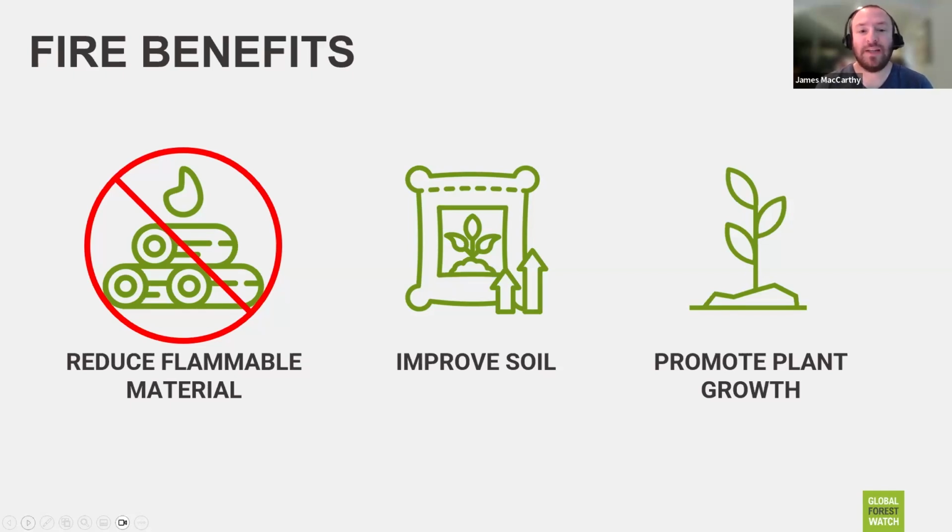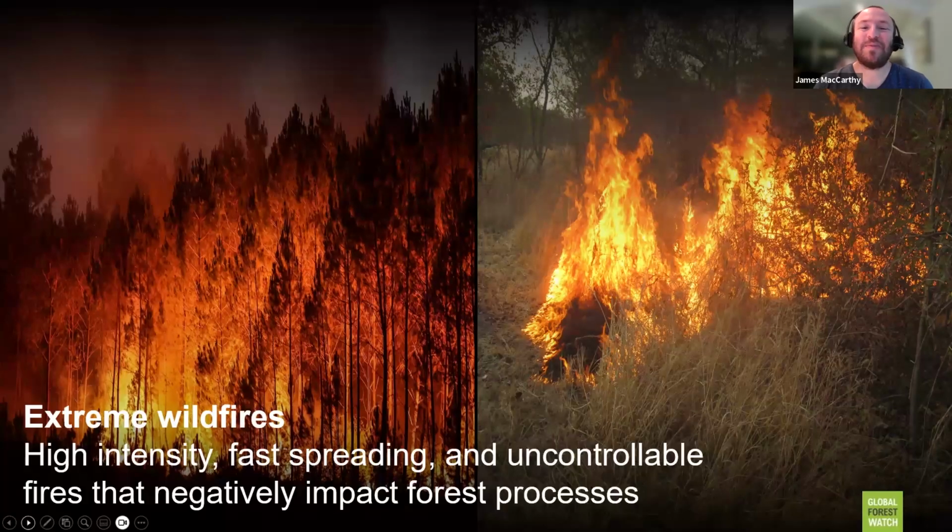Fires become problematic when their extent, frequency, or severity exceeds historical patterns of fire activity. Extreme wildfires, which are high intensity, fast spreading, and uncontrollable, have become more common over the past few decades. And these kinds of fires often result in substantial tree canopy loss and negatively impact forest processes.